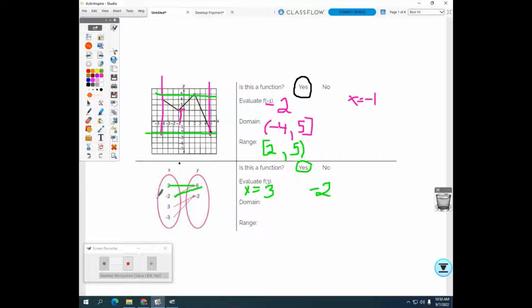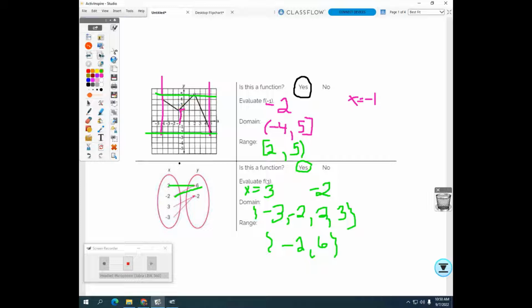My domain is all my x's, so my domain is going to be squiggly bracket -3, comma, -2, comma, 2, comma, 3, my other squiggly bracket, and my range is going to be squiggly bracket -2, comma, 6, squiggly bracket. Sorry, my brackets aren't that pretty.